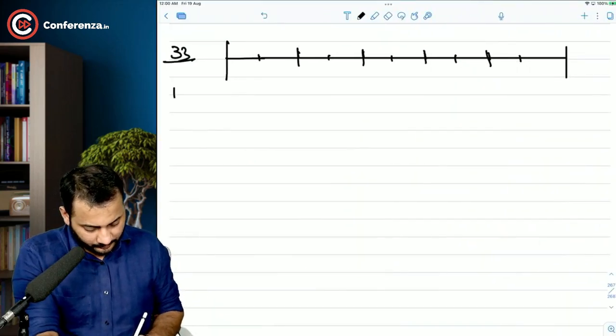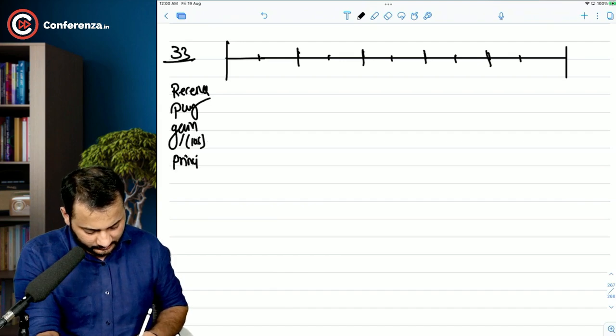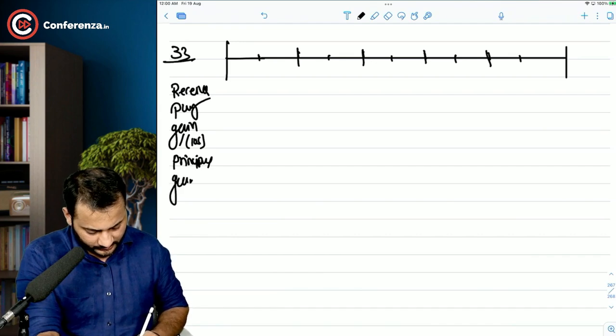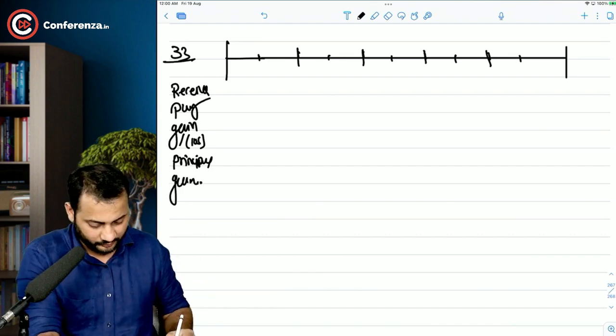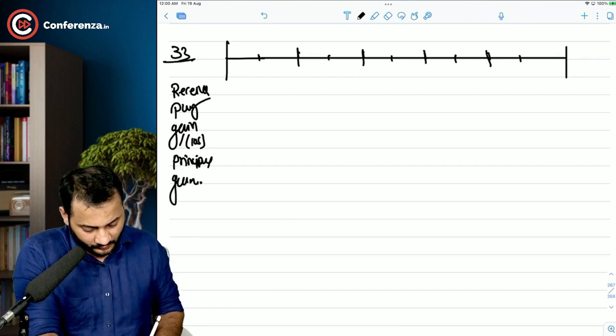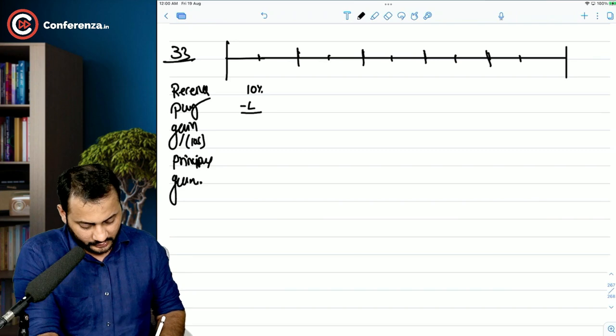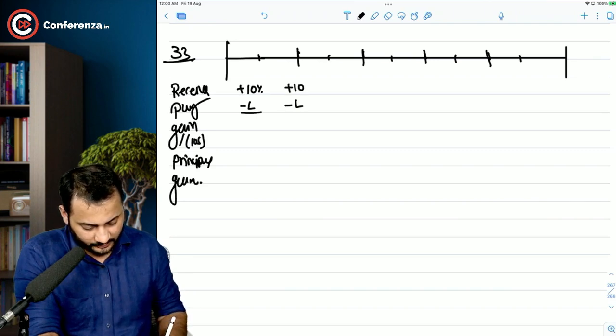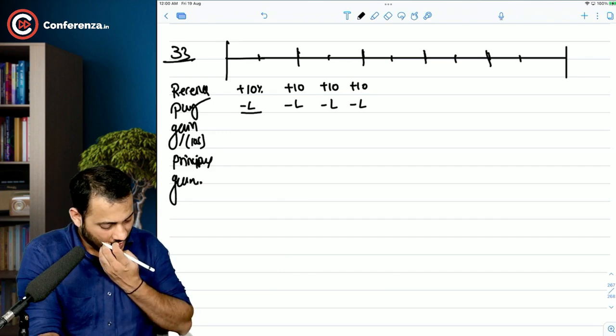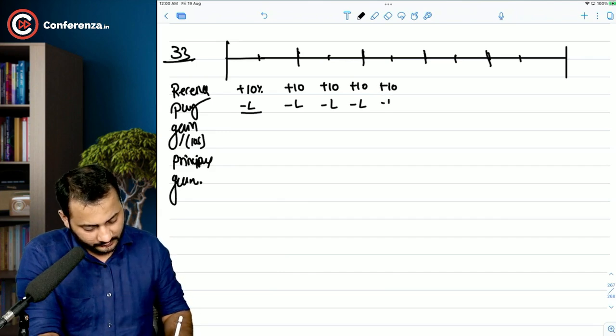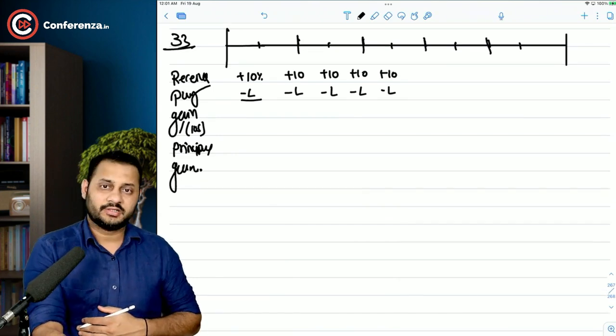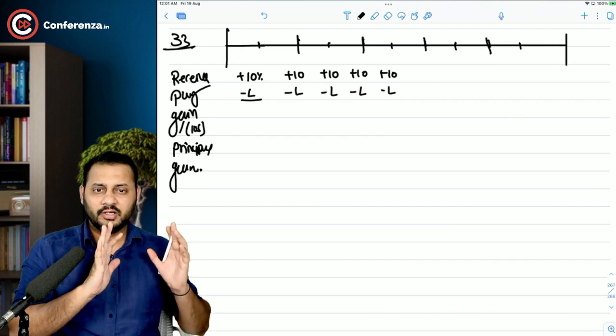Receive, pay, gain or loss, whatever, principal and gain. Again, understand what was happening for the first 5 payments. 10% you will receive here, you will pay LIBOR here. 10% you will receive, you will pay LIBOR. Understand what happened next.